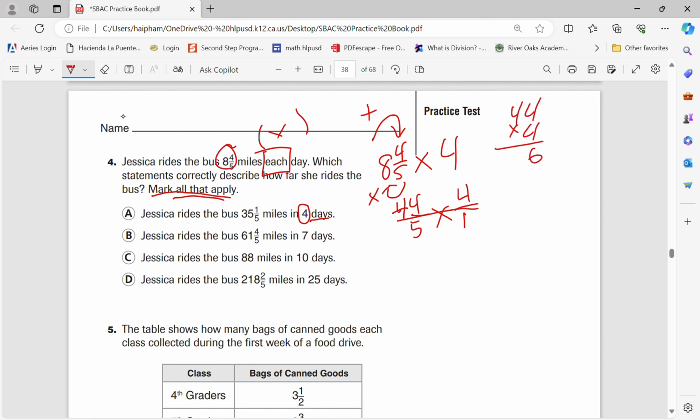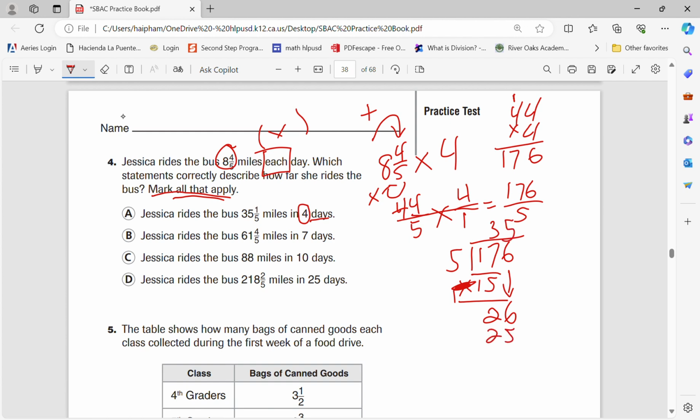Unfortunately, I'm unable to cross cancel here, so we need to multiply across, and it will be 44 times 4. 4 times 4 is 16. 4 times 4 is 16, plus 1 is 17. I have 176 over 5. And now let's rename that to a mixed number. So let's take our 176 and divide that by 5. 5 goes into 17 3 times. 5 times 3 is 15. Let's subtract here. 17 minus 15 is going to be 2. Bring down your 6 here. 5 goes into 26 five times, that would give me 25. So here we have it, 35 1/5, which matches up with the statement.